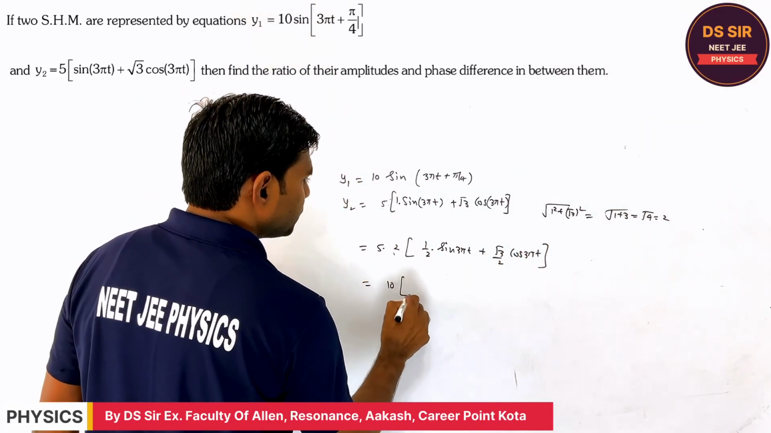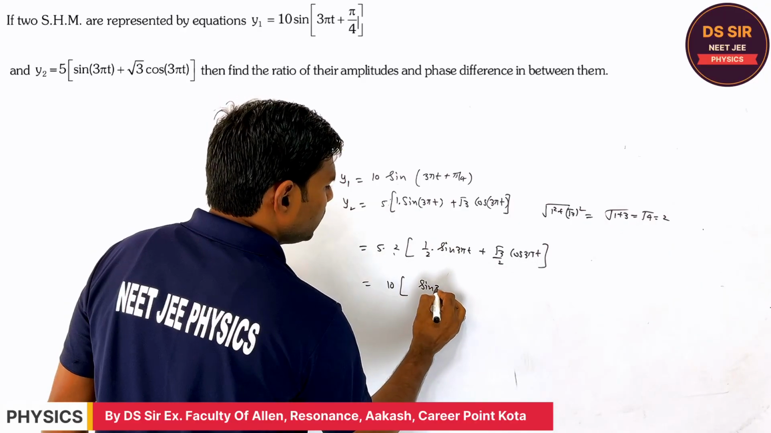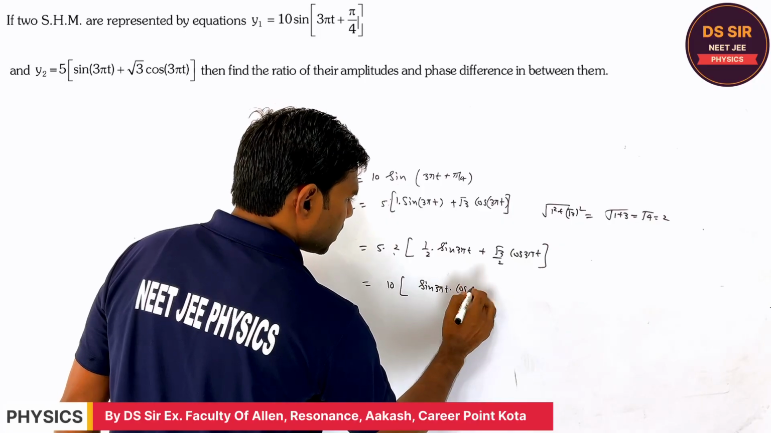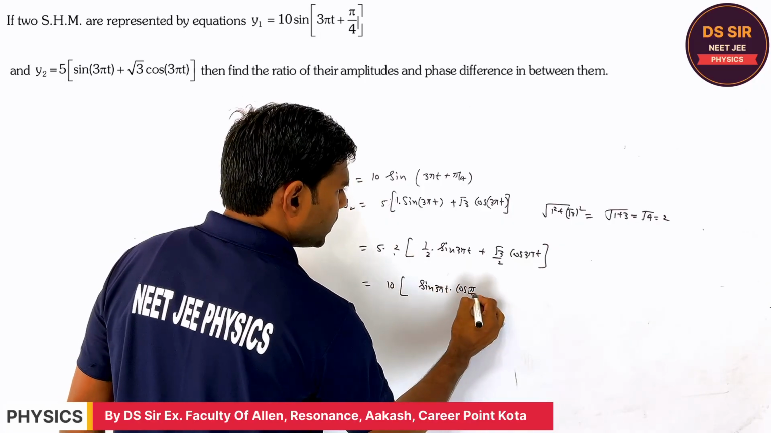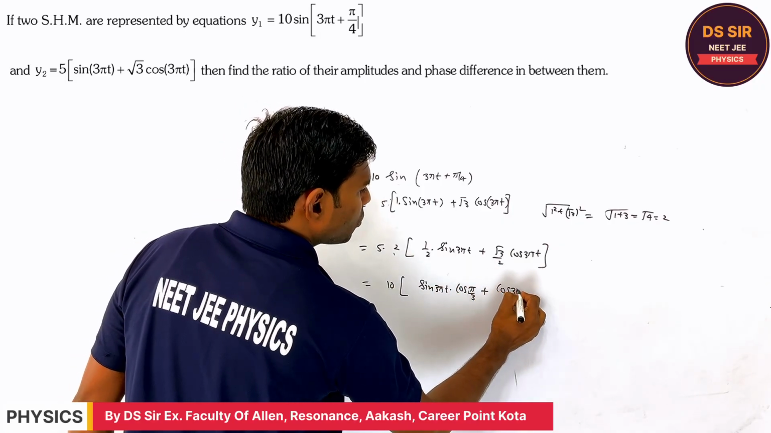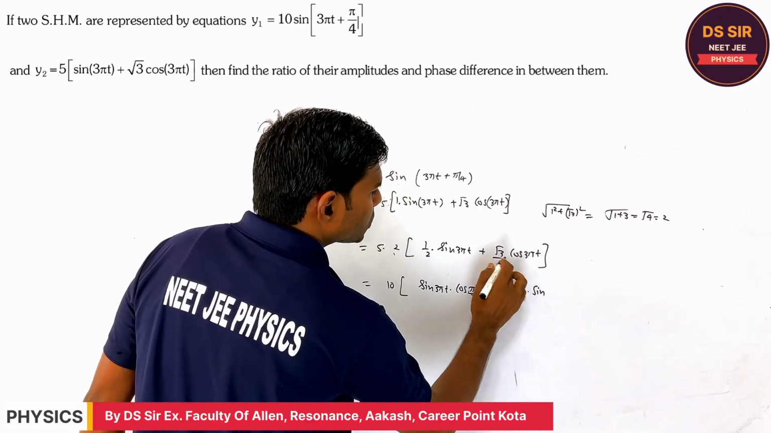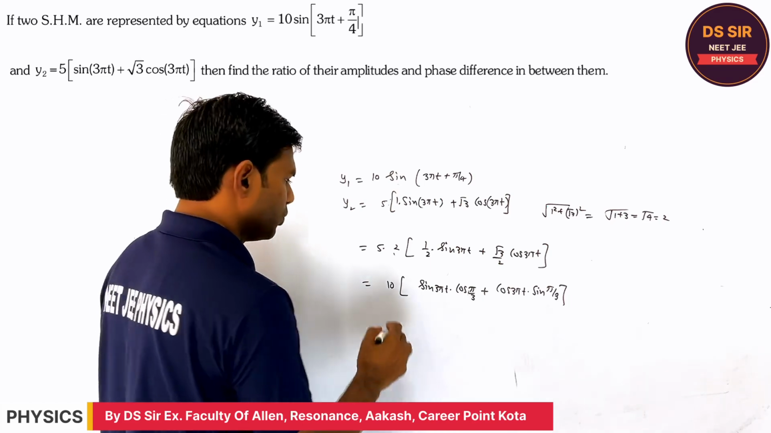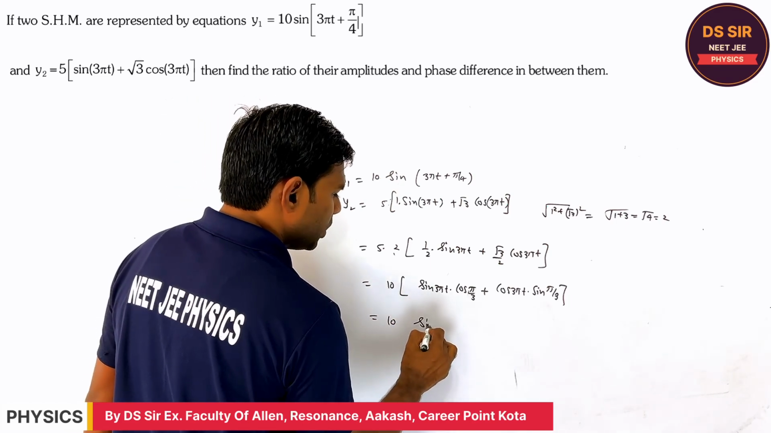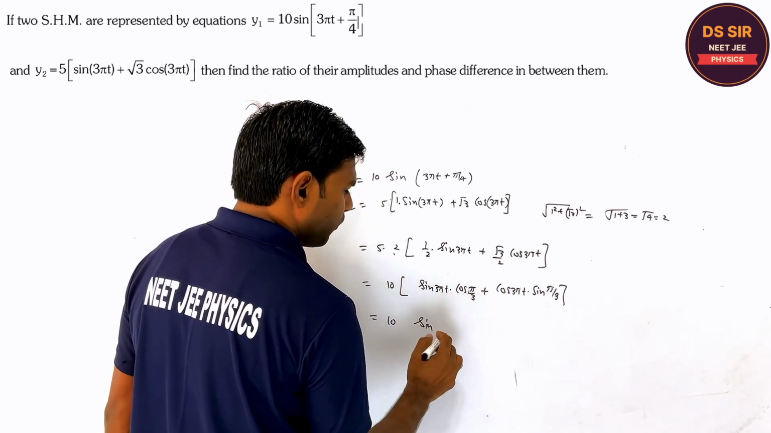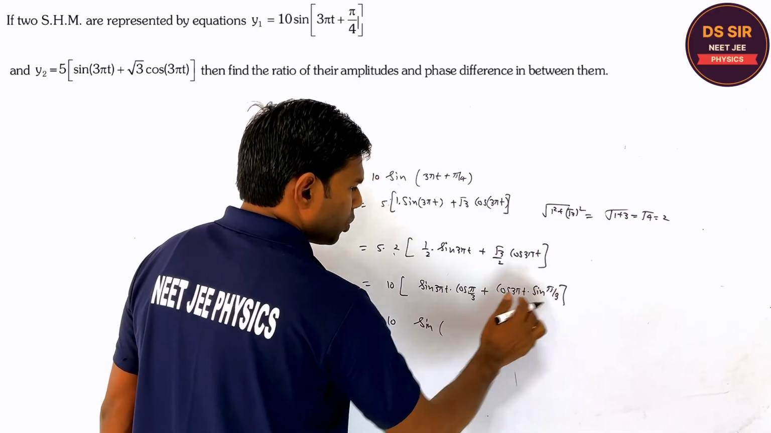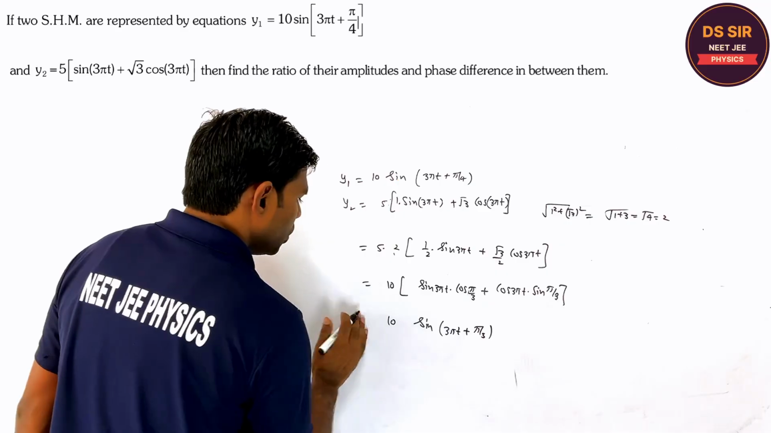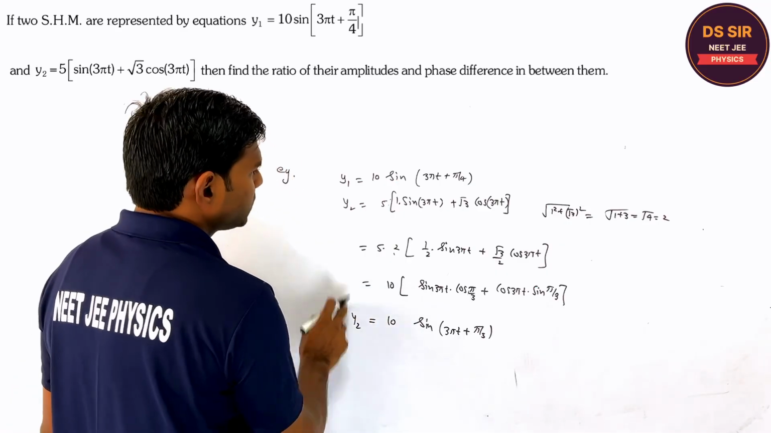So this is 10. It may be written as sine 3 pi t into cos 60, cos pi by 3, plus cos 3 pi t into sine pi by 3. Sine pi by 3 means root 3 by 2. It is equal to 10. Now you can apply the sine A plus B formula: sine A cos B plus cos A sine B, giving 3 pi t plus pi by 3. So the second equation is this.